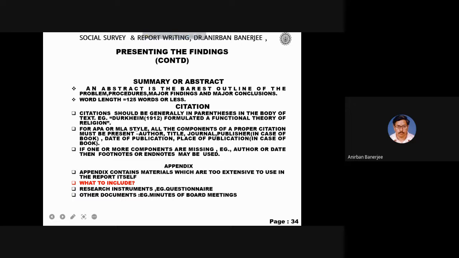For APA or MLA style, all the components of a proper citation must be present, like author, title, journal, publisher in case of a book, date of publication, and place of publication in case of a book. If one or more components are missing, for example author or date, then footnotes or endnotes may be used.